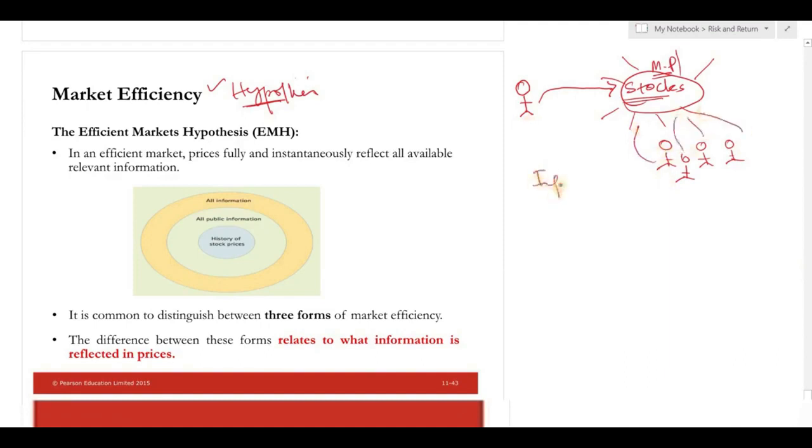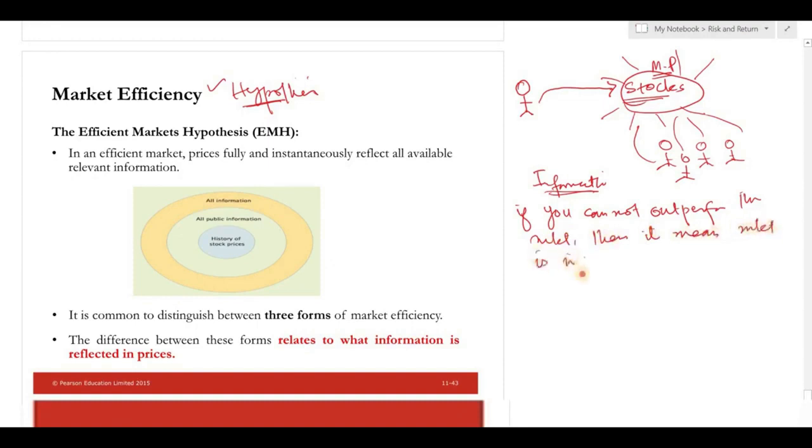Okay, so once you have any information, if you cannot outperform the market based on it, then it means the market is information efficient. So the market is information efficient if you cannot outperform. But if you can outperform the other people in the market, then the market is not efficient.